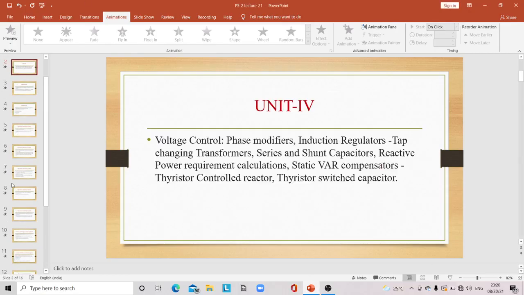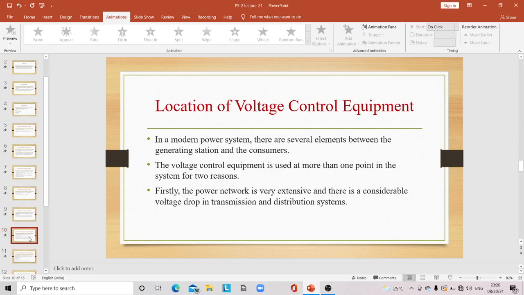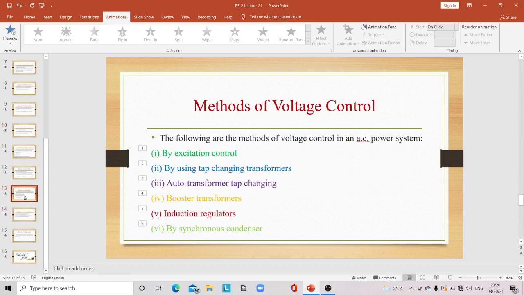And we have seen various methods of voltage control, and all these methods we are going to see in detail in the coming classes. The following methods are used for the voltage control in AC power system. First one is excitation control. Second one is using tap changing transformers. Third method is auto transformer tap changers.